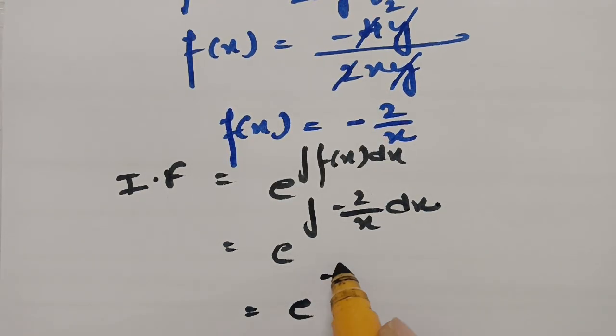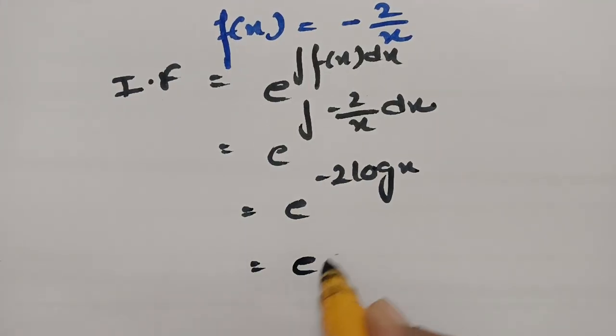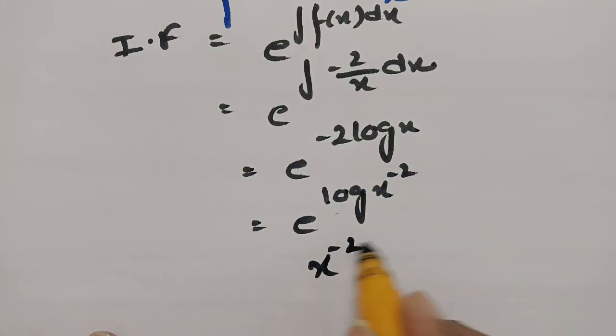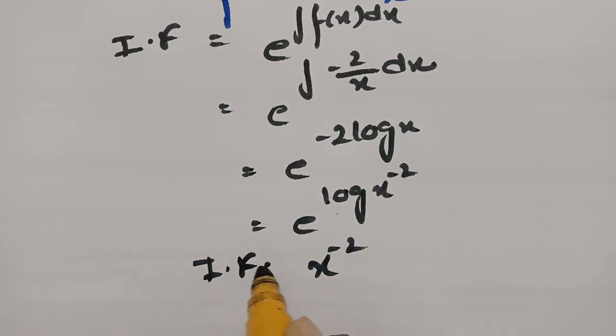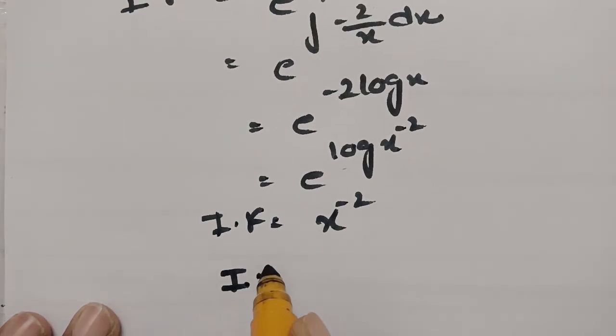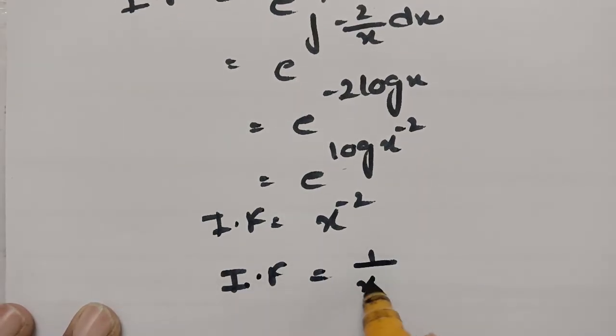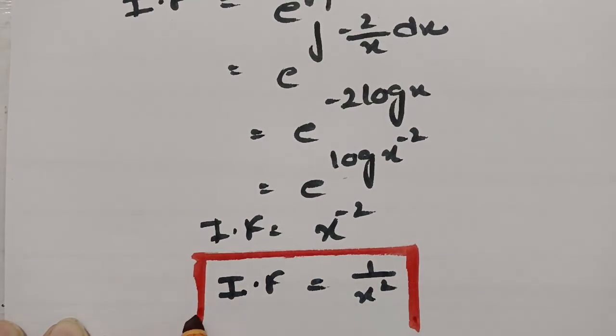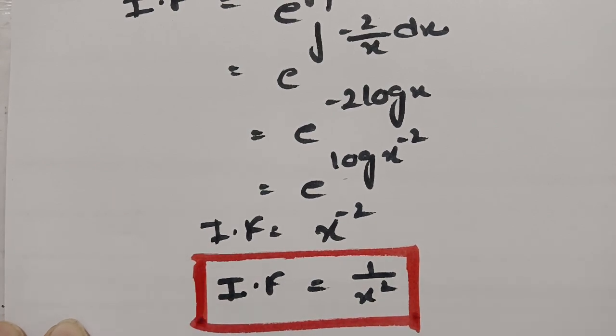So this is going to become minus 2 log x. So here this can be written as e power log x power minus 2. So x power minus 2 will be the integrating factor, and it is very clear that our integrating factor is nothing but 1 by x square. As it is 1 by x square, if you multiply our given equation with the integrating factor, that non-exact differential equation is going to become an exact differential equation.